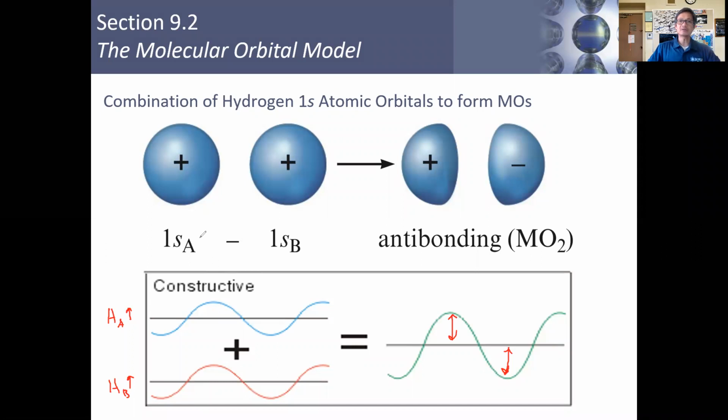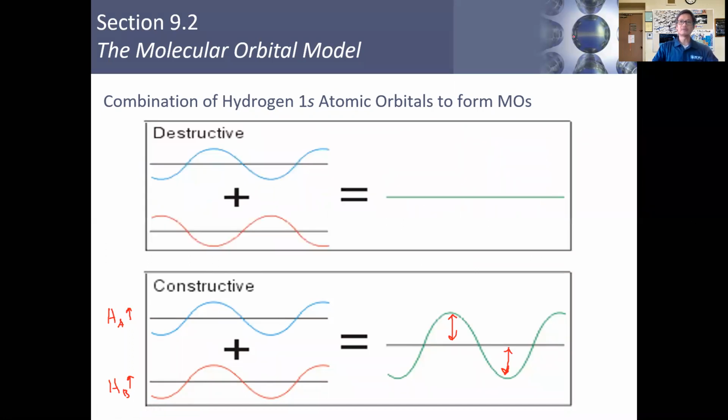Okay. For destructive interference, let's go ahead and take a look at this. Again, what we have here is hydrogen. So this is hydrogen A with its one electron. This represents the electron probability. This is the electron distribution for hydrogen A. This represents the electron distribution for hydrogen B.